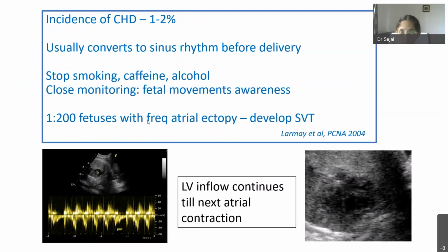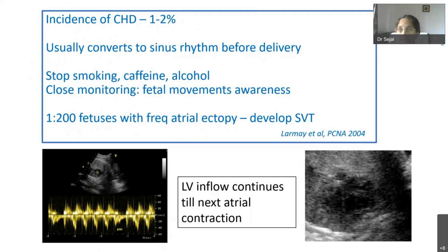There is a 1 in 200 chance of having an ectopic SVT. What is needed is monitoring once in 4 weeks in fetal echo, whereas in between, whenever there is an OBGYN visit, the gynecologist can keep a check on the heart rate to just rule out the possibility of SVT happening. Most of the time, these ectopic beats would revert back to sinus rhythm. The possibility of a congenital structural heart disease is extremely rare.